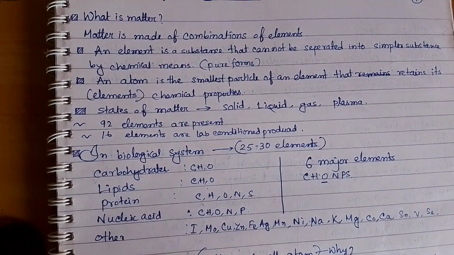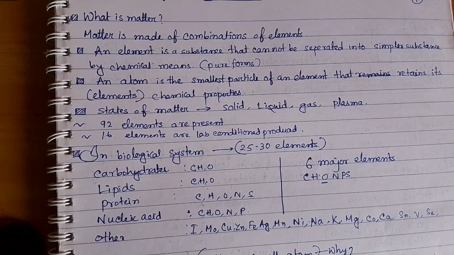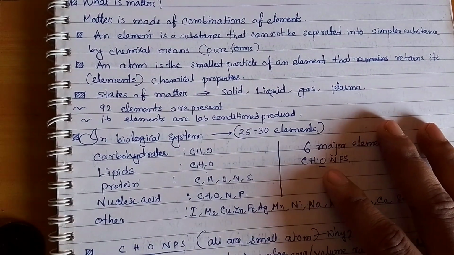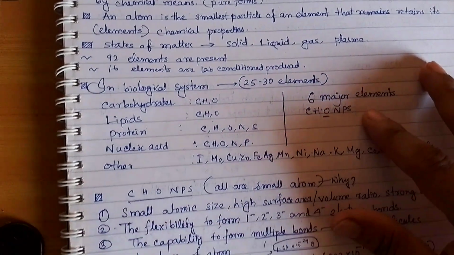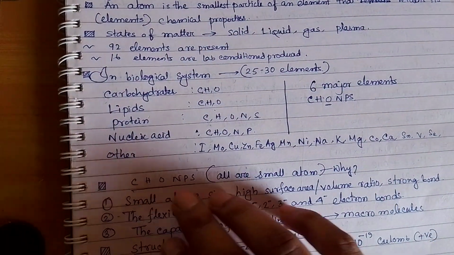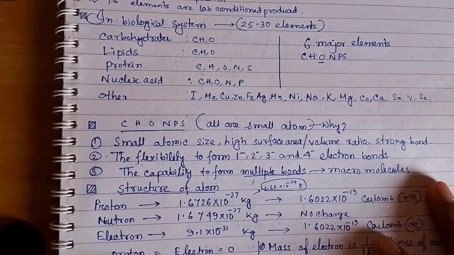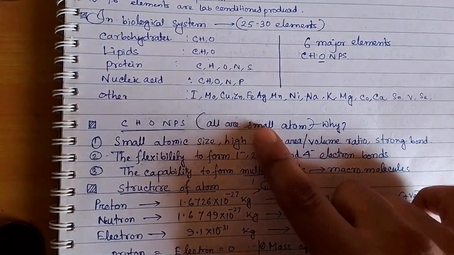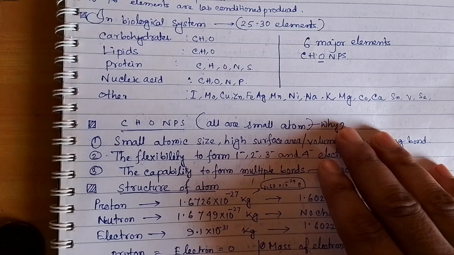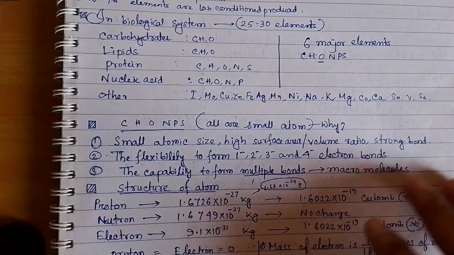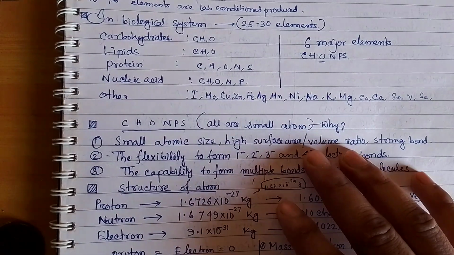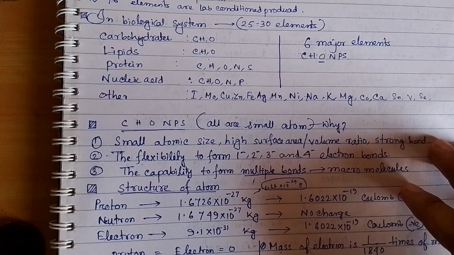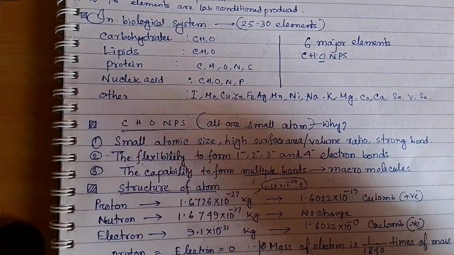Now another question: these are smaller atoms like carbon, hydrogen, oxygen, nitrogen and phosphorus. Why are these small atoms needed? Because of their small atomic size, high surface area to volume ratio, and strong bonds. That is why smaller atoms have the capacity to adjust in the living system.